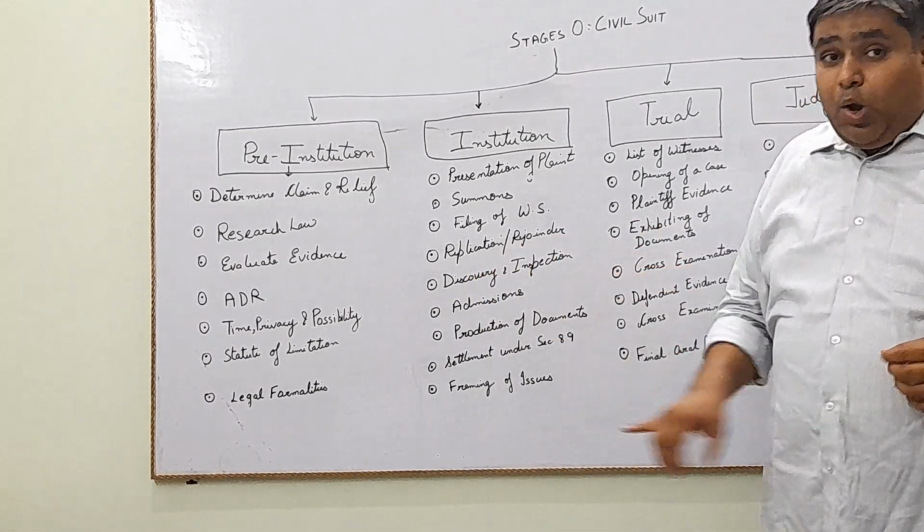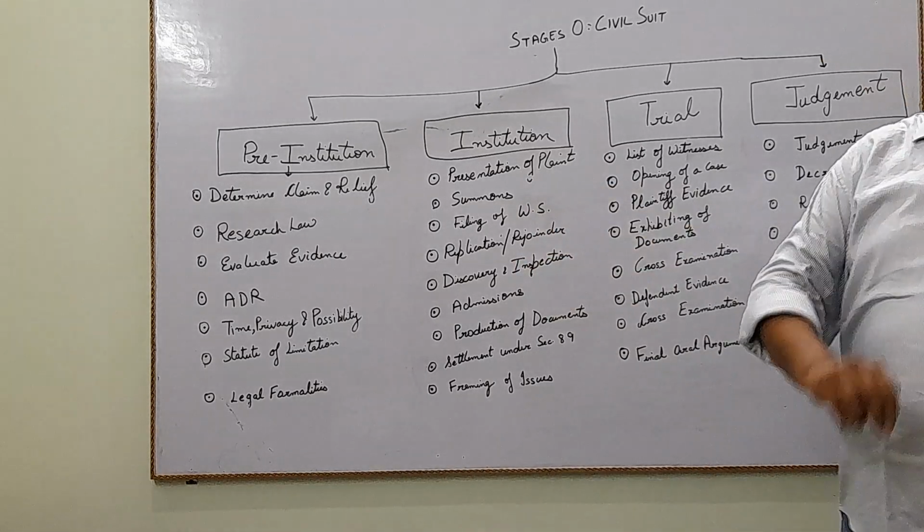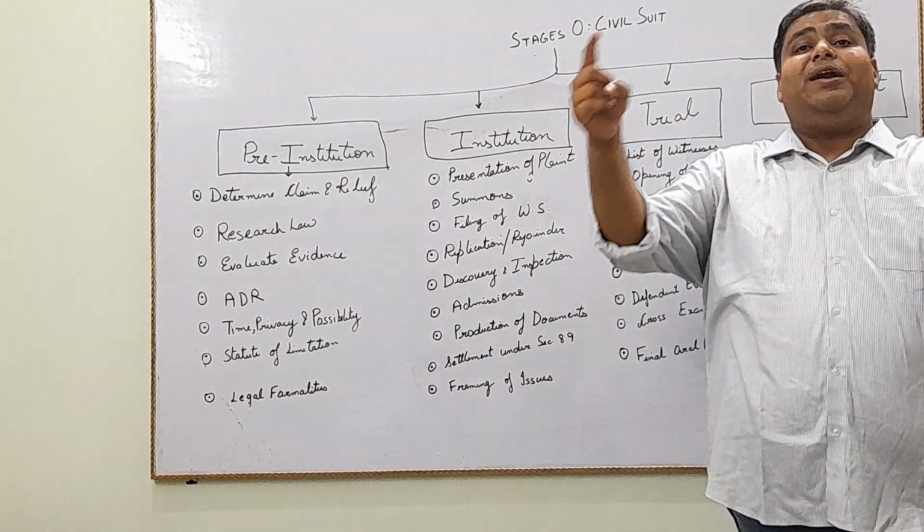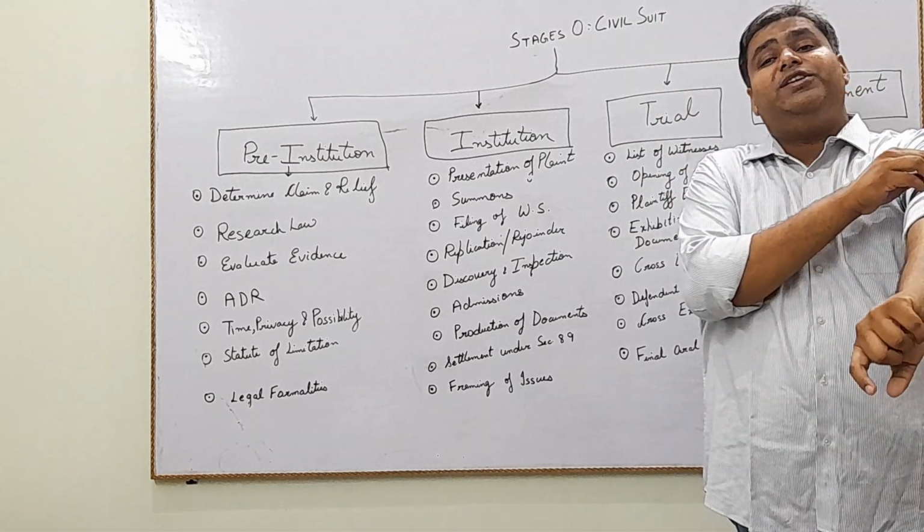Now, while issuing the summon, the court specifies a particular date where the court expects both the parties to appear in person or through an agent or pleader.